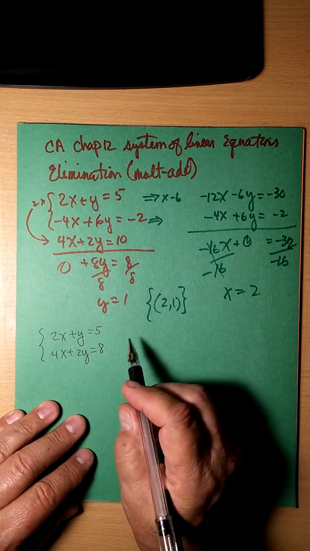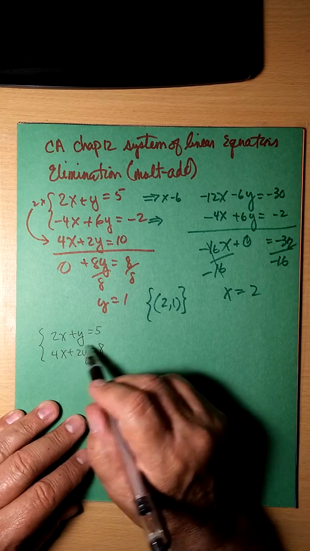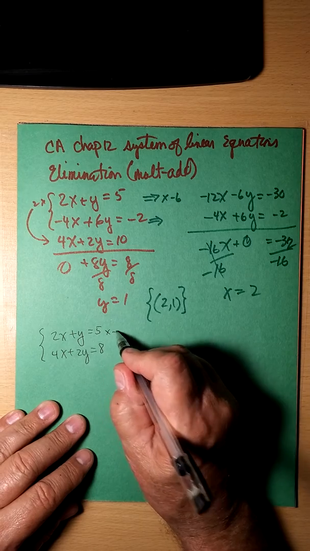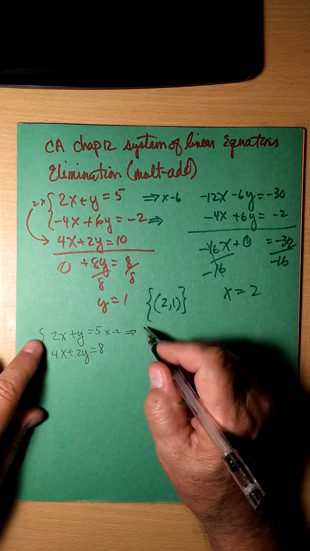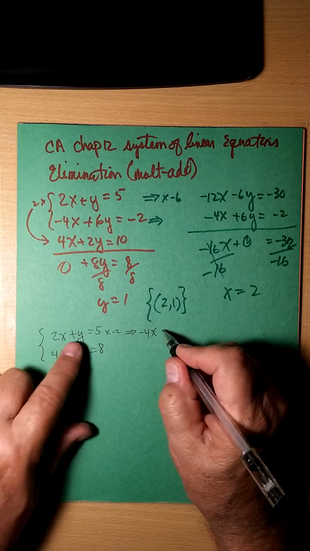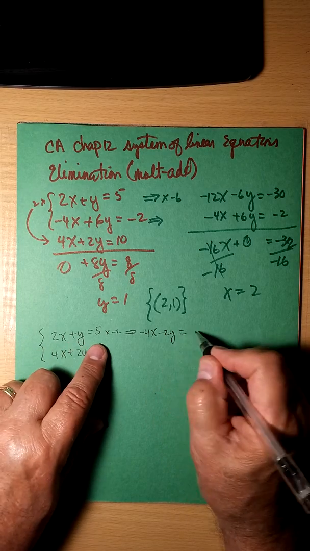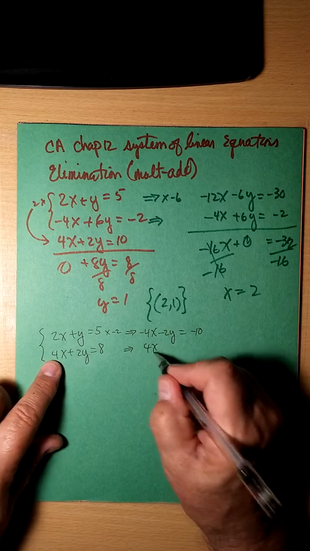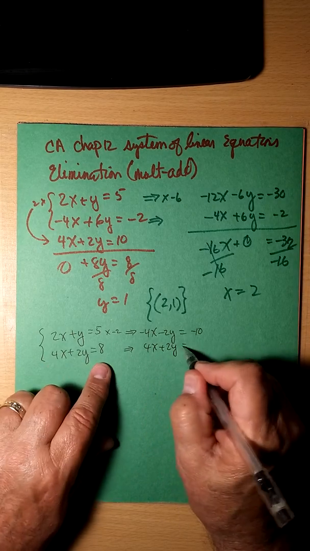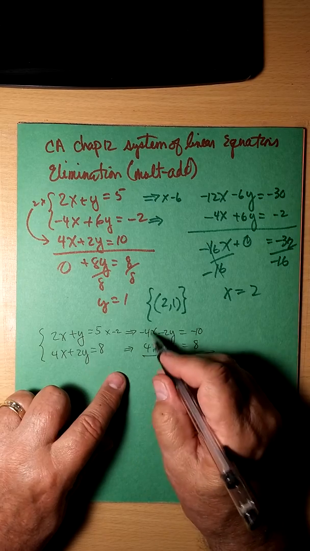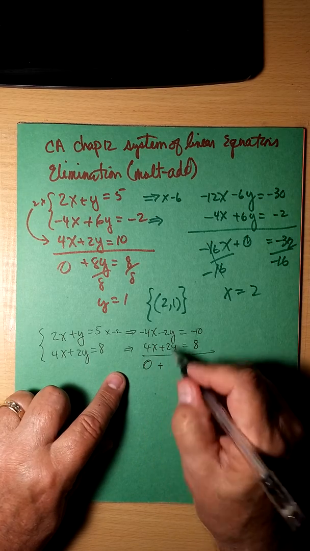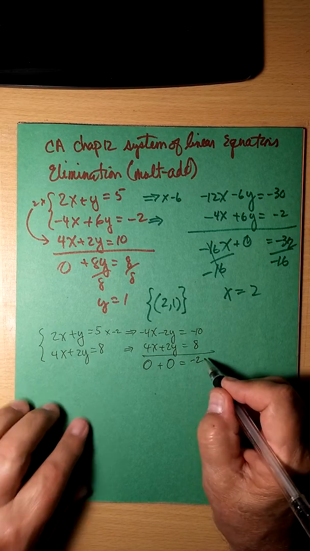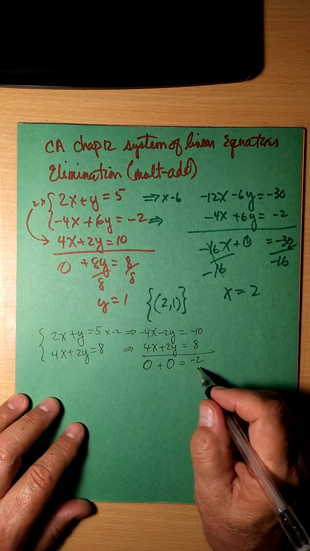Let's take a look at this particular problem and see what happens. We can get rid of the x, I guess, so we'll multiply by a -2 and get -4x minus 2y equals -10. This one we'll just leave alone: 4x plus 2y equals 8. Now, we get a 0 here, but we get a 0 here also, and that equals -2. Well, does 0 ever equal -2?